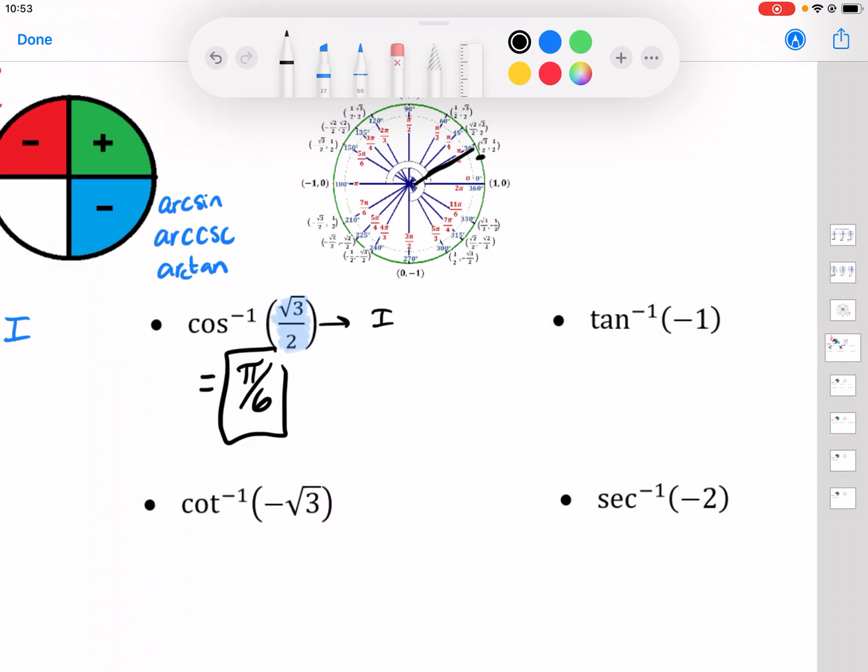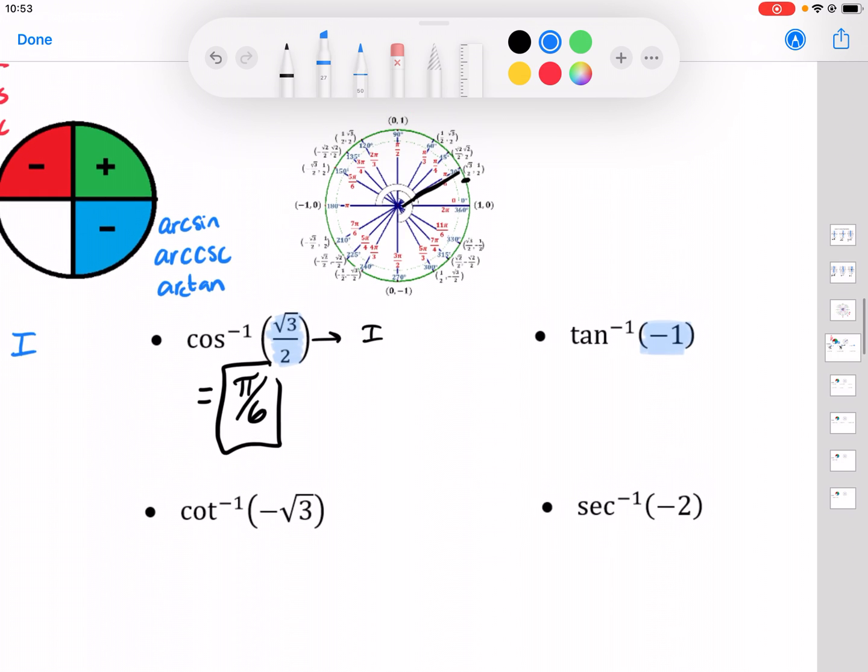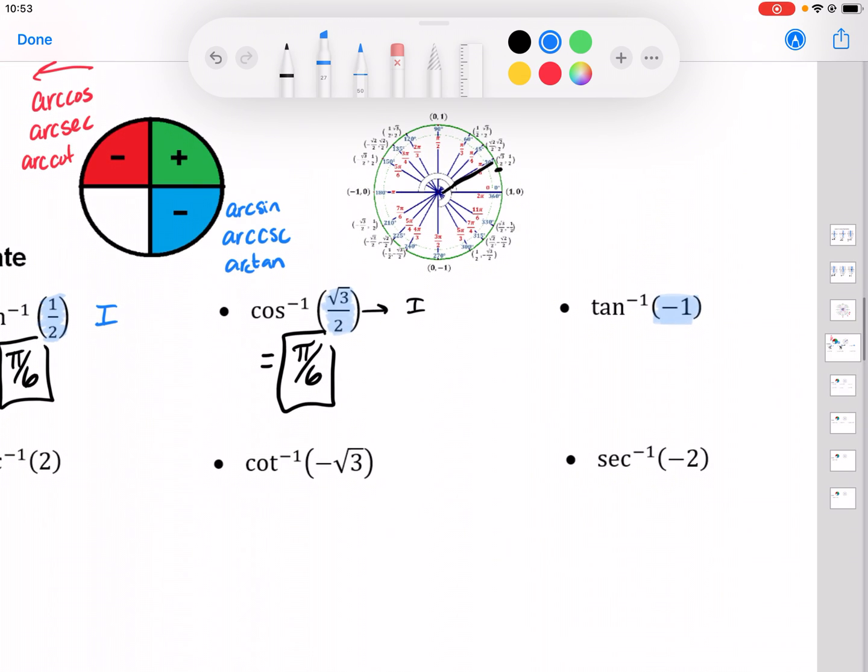So then we go to our tangent one. This is when things get a little more interesting. So this tangent problem is negative, and when it's negative, you have to figure out if you're using the second or fourth quadrant. Well, in this case, since it's arctangent, or the inverse of tangent, we are going to be using the fourth quadrant since it's primarily a y, because it's y over x, and y values are negative in the fourth quadrant.